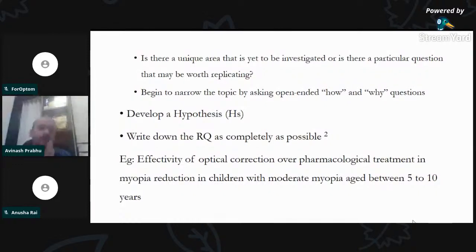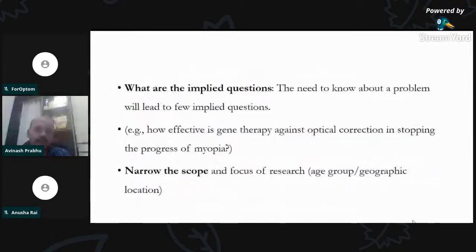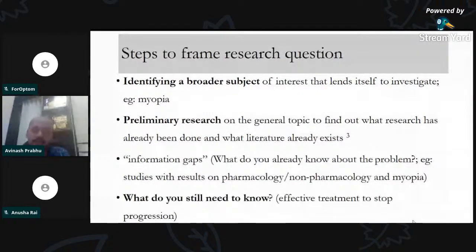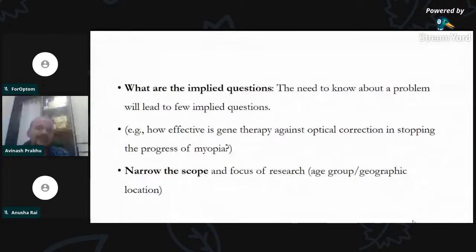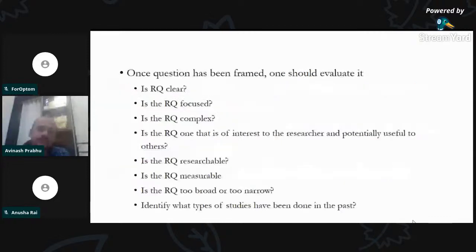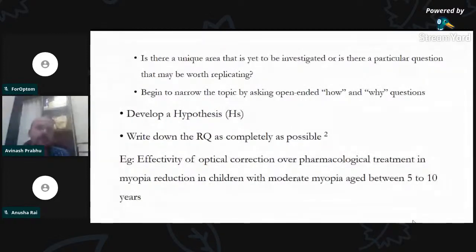For example, now: effectivity of optical correction over pharmacological treatment in myopia reduction in children with moderate myopia aged between 5 to 10 years. See the flow of how the question has come. Initially, it started with a broader term of myopia, and then it went a little bit finer to how effective is gene therapy or optical correction. And then after so much brainstorming, finally it came out as effectivity of optical correction or pharmacological treatment in myopia reduction in children with moderate myopia aged between 5 to 10 years. So you can see how systematically that research question has been framed.